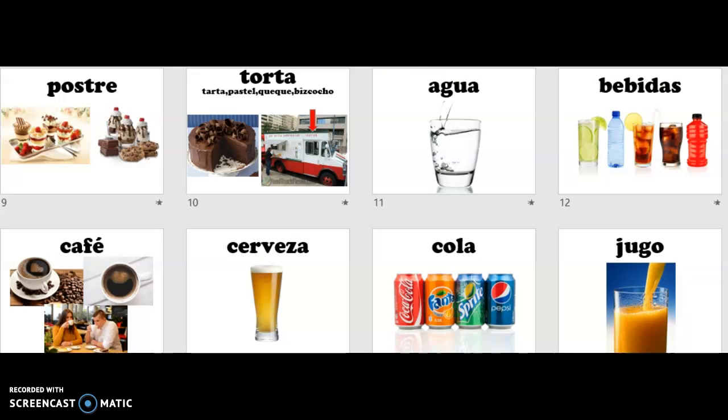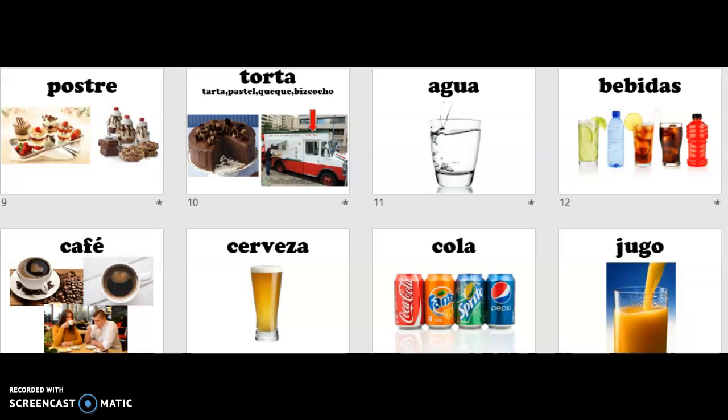Postre, torta. Okay, so torta has a lot of meanings. Well, torta can be cake, but some people also refer to torta as the word for sandwich. So it all depends on where you are in your Spanish-speaking world. And so you might even hear tarta, pastel, queque, or even bizcocho. But for us, we're going to use torta as cake.